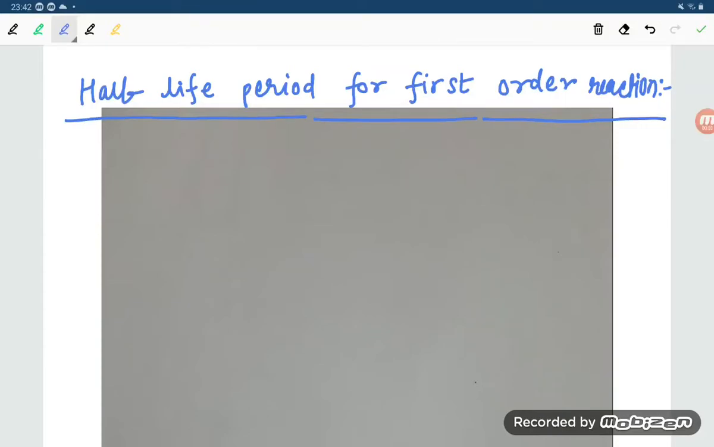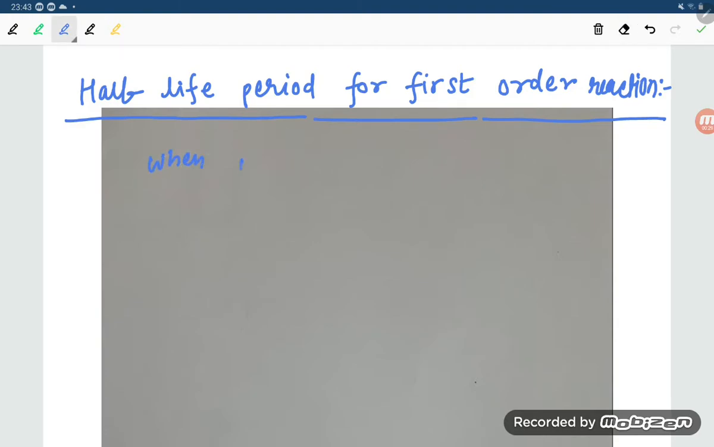Hello students, now let us see the half-life period for first order reaction. So how can you calculate the half-life period for a first order reaction? One question that is also asked is: the half-life period of a first order reaction does not depend on initial concentration. That also we have to answer here. So what is the half-life period?